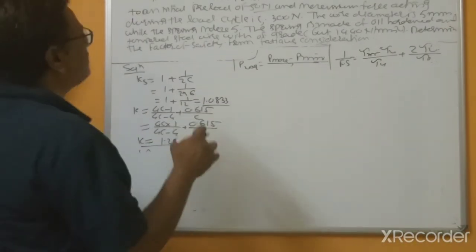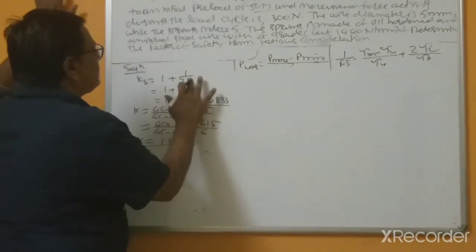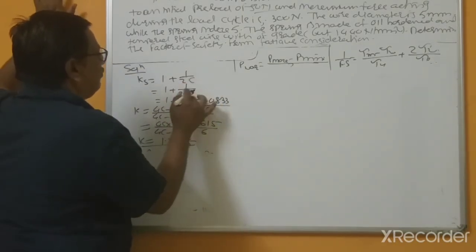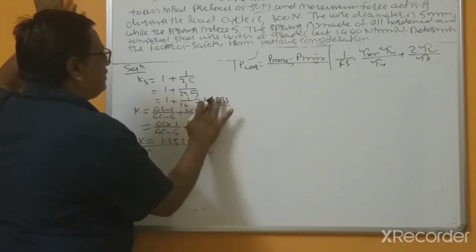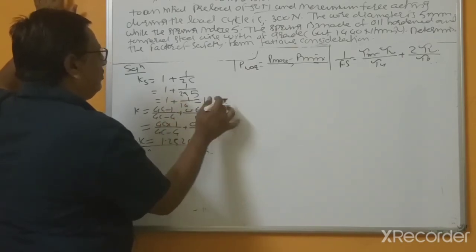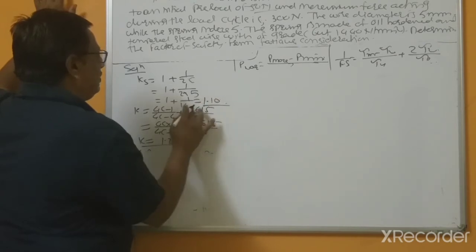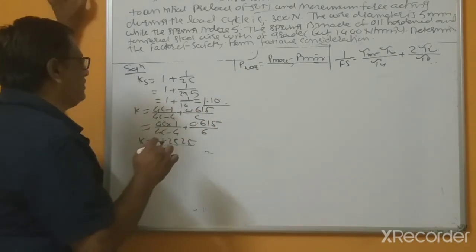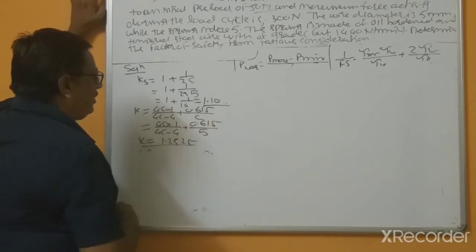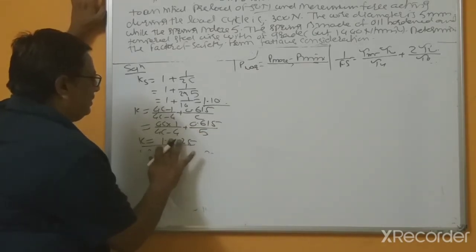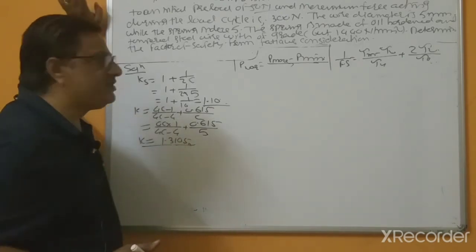And this is step 6. Now C equal to 5, so the Wahl factor K is 1.10, and the other factor is 1.3105. This is clear.